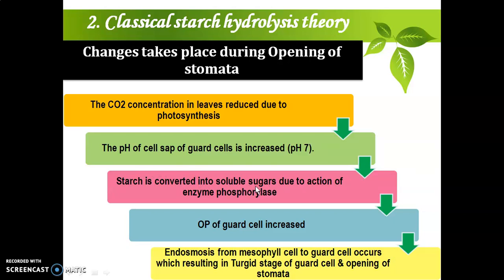due to this conversion, because starch is a polysaccharide, the polysaccharide is converted into monosaccharides, and due to this there is an increase in solute concentration, which is responsible for the high osmotic pressure of the guard cells. Due to the increase in osmotic pressure of the guard cell, endosmosis from the mesophyll cell to the guard cell occurs and results in the turgidity of the guard cell and finally opening of the stomata.